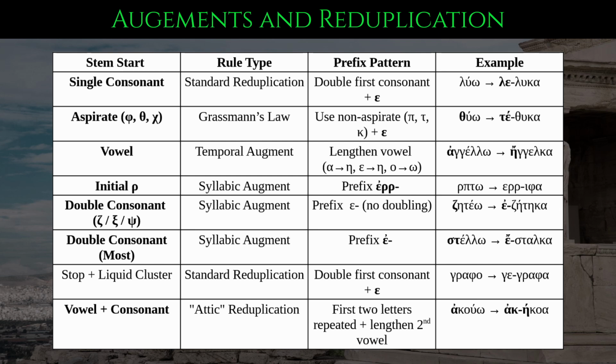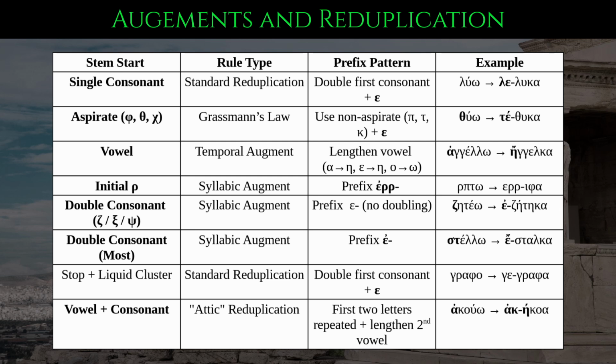Next, we have a vowel. Here, we have again a temporal augment. Again, that means we are lengthening the vowel. For example, alpha becomes eta, and so does epsilon. And omicron becomes omega. For example, Angelo becomes Engelka.